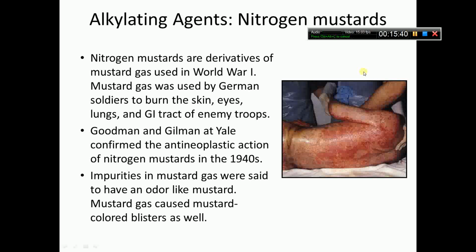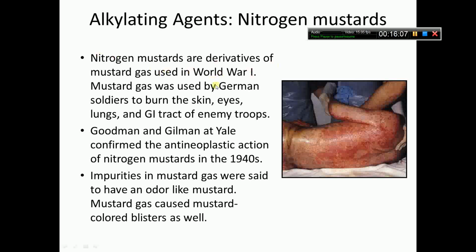So that wrapped up the purine and pyrimidine analogs. The only goal there is to get them incorporated into the DNA to hopefully block DNA replication. They do that by different mechanisms, but essentially they're replacing our endogenous bases. So next is the alkylating agents. One group is called the nitrogen mustards.